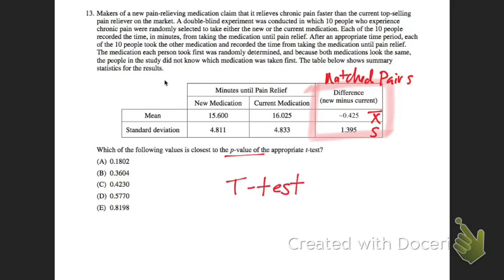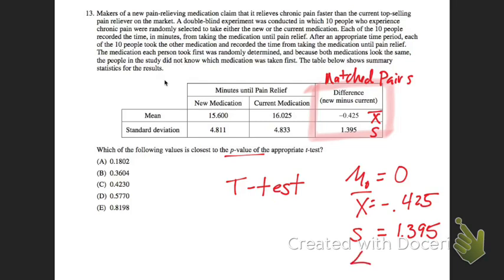That's stat test 2. My null is always 0 because we're seeing if there is a difference or not. Then you put in your mean as negative 0.425. My S is 1.395. And then it's a less than test because we're wanting to see if the medication improves the pain. And you end up getting, I think, 1.1802. So if you want to go back and try it in your calculator, you could.